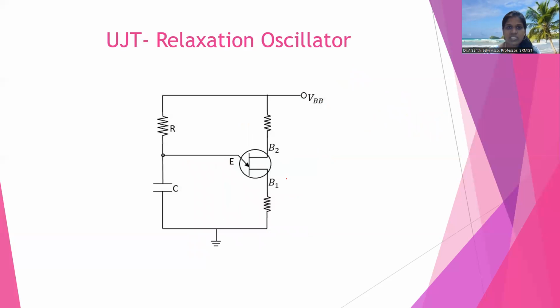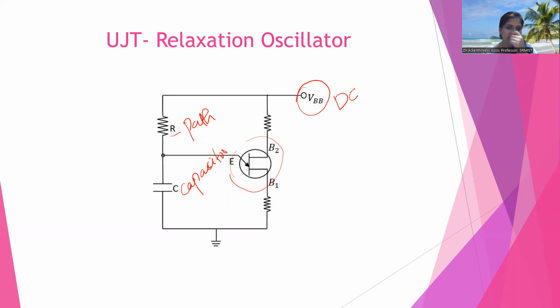See here, this is a UJT relaxation oscillator circuit diagram. This is the UJT. We connect R and C. This resistor is acting as a path to charge the capacitor. So here we won't apply any input signal. We are just applying a DC bias only.